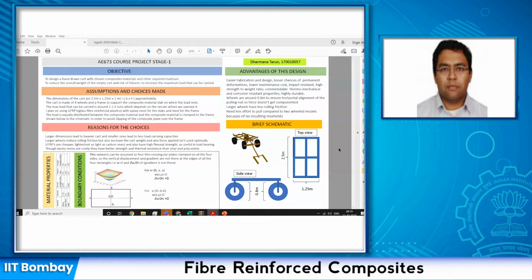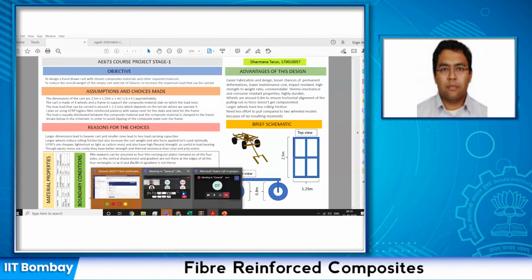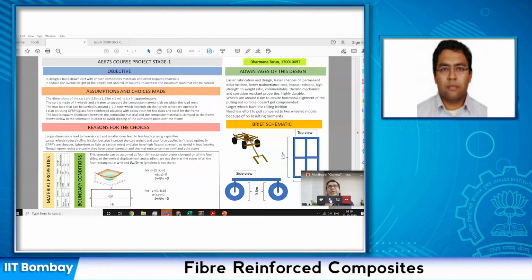Yeah. And the other thing is that this is not just for you, even previous presenters have done it. You are saying thermomechanically it will be stable and all that. So remember one thing. This first presentation that you make is a course presentation, but imagine I am a customer and you have come to sell me this cart design.